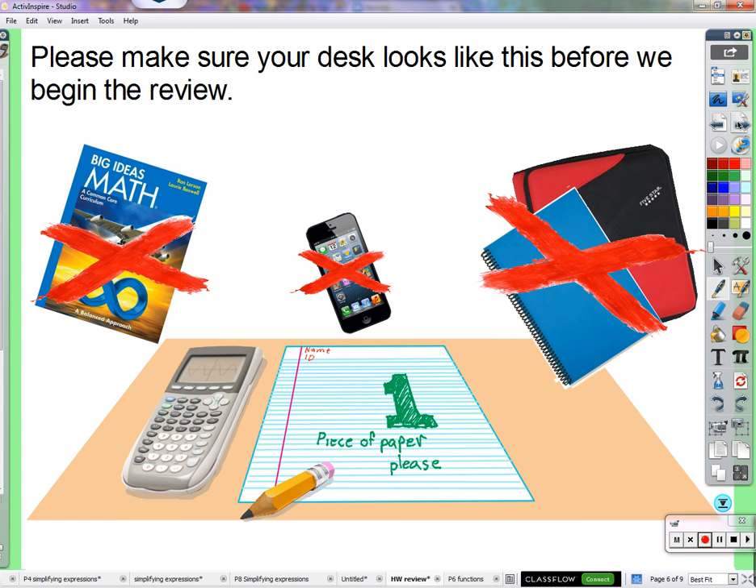All right, let's make sure our desk looks like this, meaning we put our notebooks down, we put our phones away, put our books away if you happen to have brought your book today. Everything's put away. We have a piece of paper. Calculator if you feel like you need it.